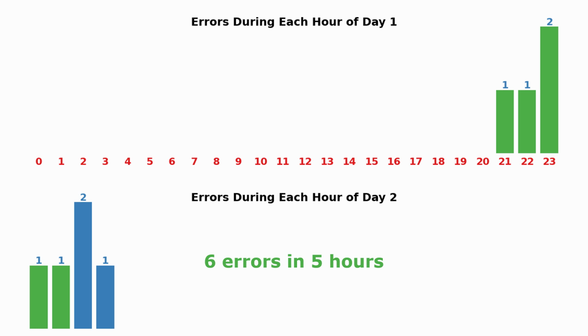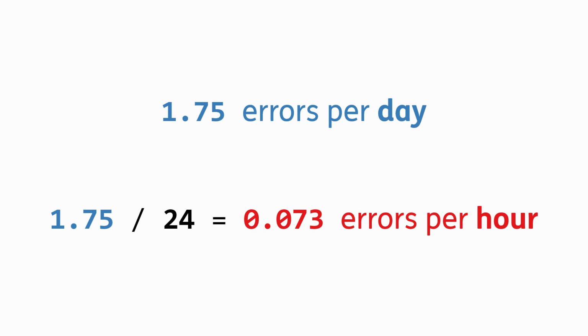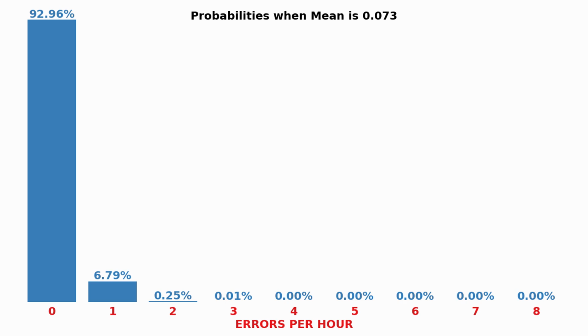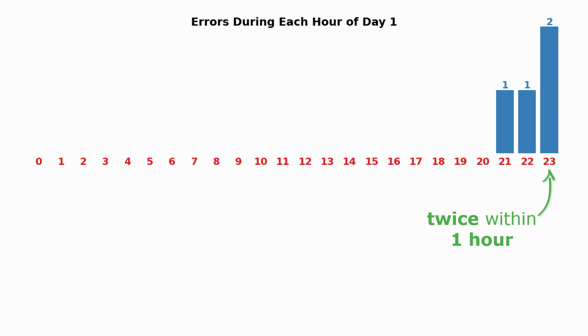The rate we're using is 1 3/4 errors per day, but the Poisson distribution doesn't really care what our unit of measure is, so we can use hour instead of day. Here are the probabilities for our new hourly mean. The likelihood of an error occurring twice in an hour is just 1/4%. Since the error happened twice within this hour, we should immediately send these outliers to a domain expert for investigation. I hope you enjoyed learning about how a math tool from hundreds of years ago is still very useful today.